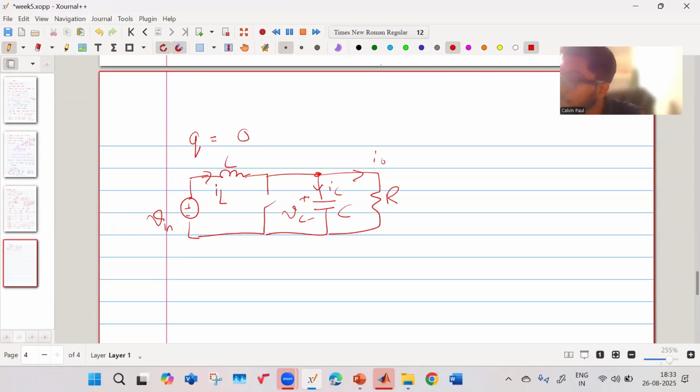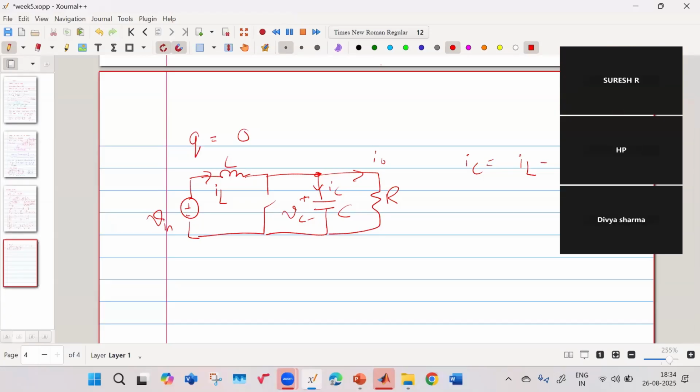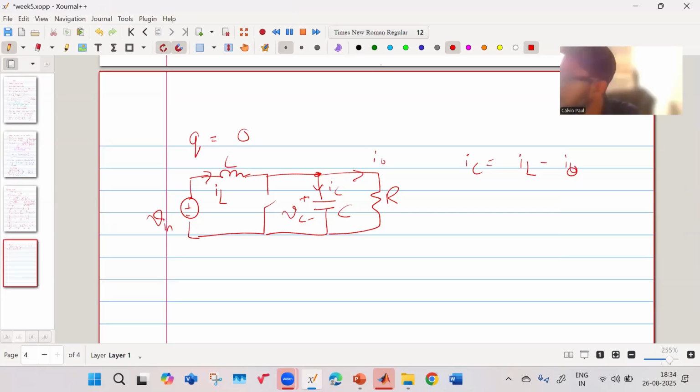So in this case, what happens? Now your IC is equal to IL minus I naught. In a boost converter, which is more: IL or I naught? Can anyone tell?